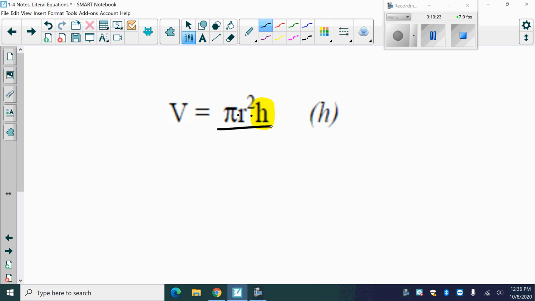So all we're going to do is use that multiplication and think the opposite of multiplication is division. So I'm going to divide both sides by that whole entire thing, just by pi r squared. Pi divided by pi cancels, r squared divided by r squared cancels, and I'm just left with h. So I have v over pi r squared.